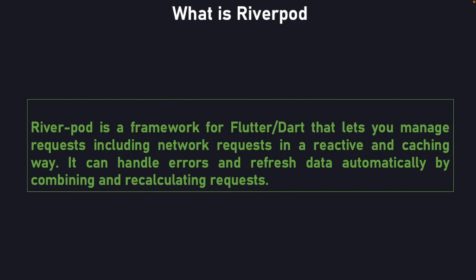So first we have to define what is Riverpod. For all of us, we just say Riverpod is a state management tool, and that's it. But by definition, Riverpod is a framework for Flutter and Dart that lets us manage requests, including network requests, in a reactive and caching way. It can handle errors and refresh data automatically by combining and recalculating requests. So that's the definition of Riverpod.